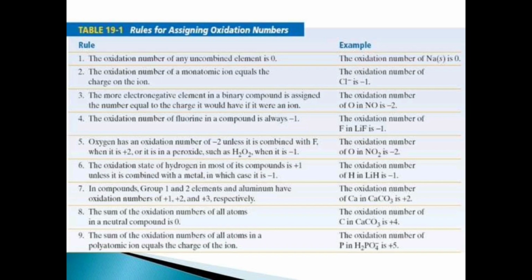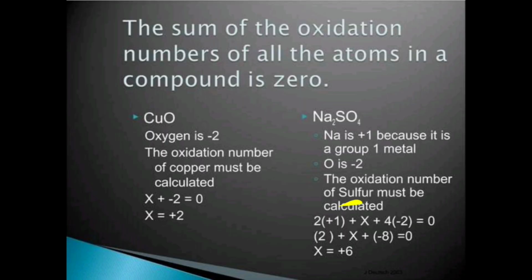There are rules. The oxidation number of any uncombined element is 0; the oxidation number of sodium is 0. The oxidation number of a monatomic ion equals the charge of the ion; the oxidation number of chlorine is -1. The more electronegative element in a binary compound is assigned the number equal to the charge it would have if it were an ion. The oxidation number of O in NO is -2. The oxidation number of fluorine is -1.